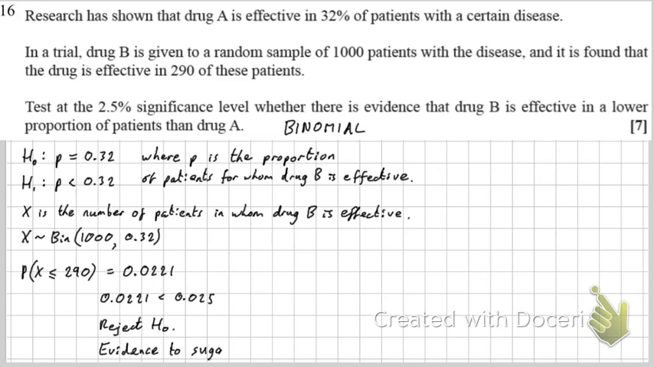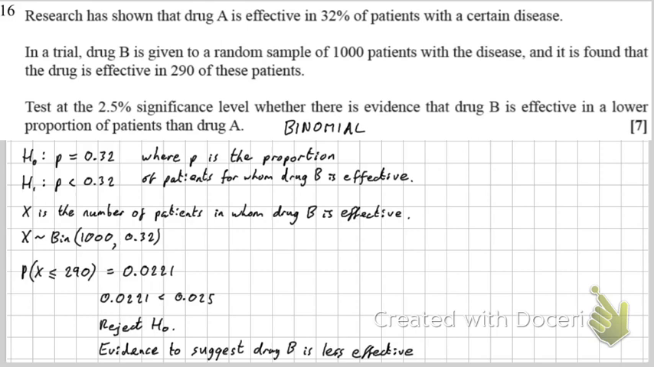There's evidence to suggest that drug B is less effective. Don't write drug B is less effective, because we don't know that for sure. All we've got is some evidence from this trial to show that. You can never be certain about anything like this, but you can just find evidence for it.